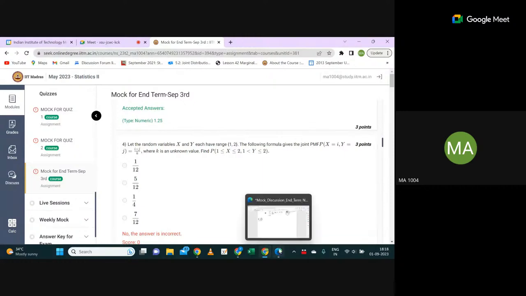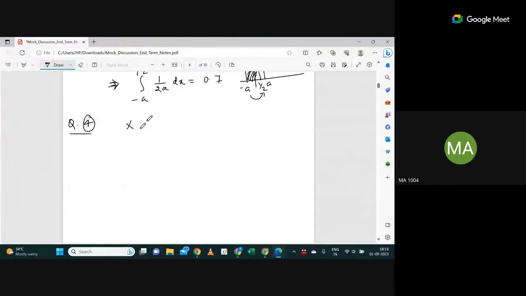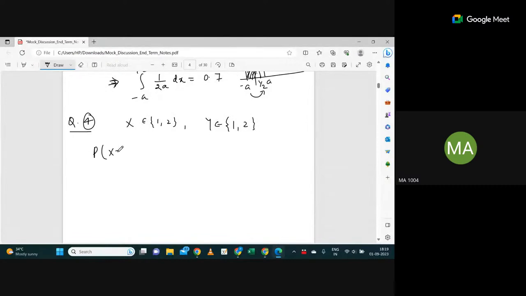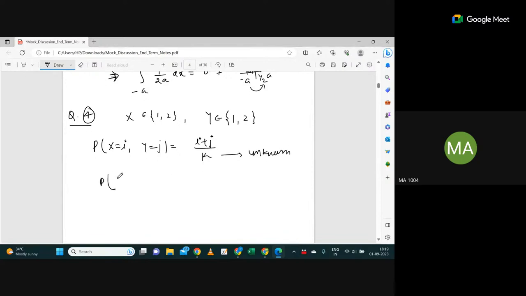So we have two random variables. For x, I have range 1, 2. Y also has range 1, 2. These two are discrete, and we are given the joint PMF as i plus j divided by k, and k is unknown to us. We have to find the probability that x is between 1 and 2, and y is less than, not less or equal to. Please correct me if I'm wrong. So this quantity we have to find, correct?